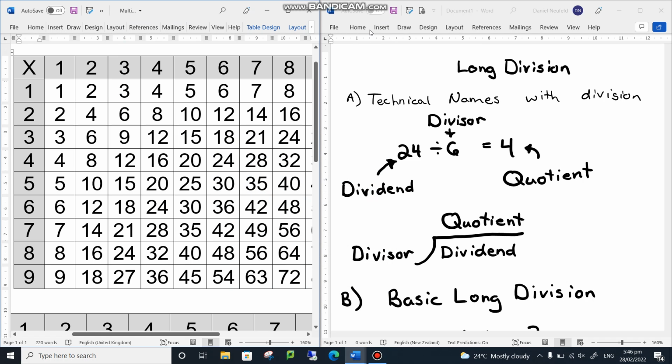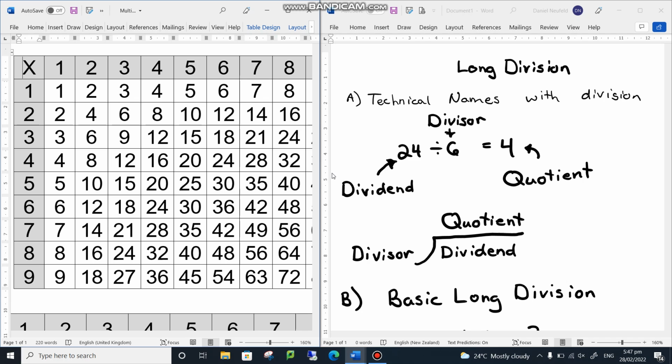Okay, so today in class and tomorrow as well, we'll be covering long division. Okay, and we want to include long division in with decimals. Now, for a lot of people, division is quite difficult, and we're going to try to help you out the best we can. Okay, so the first thing to note is that there's actually some technical names with division.